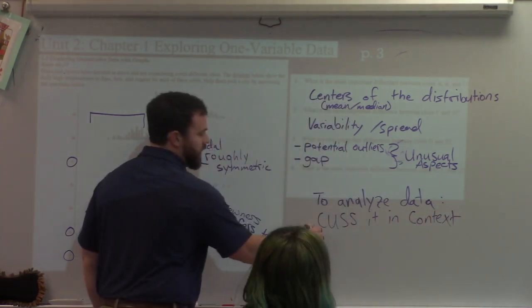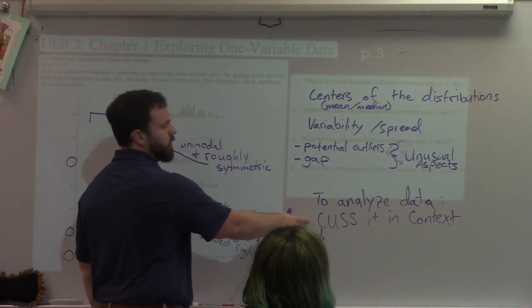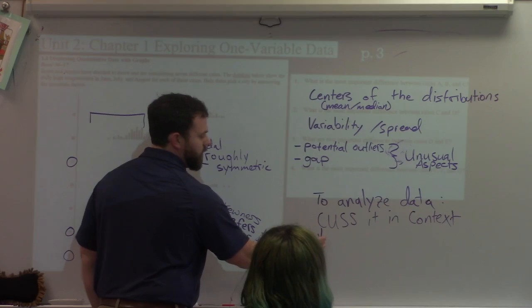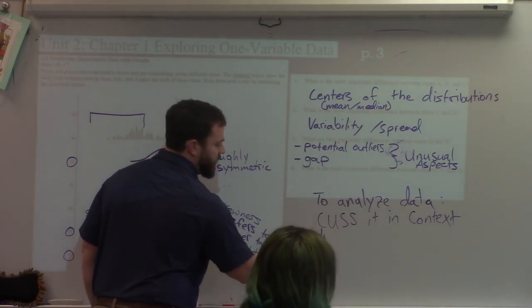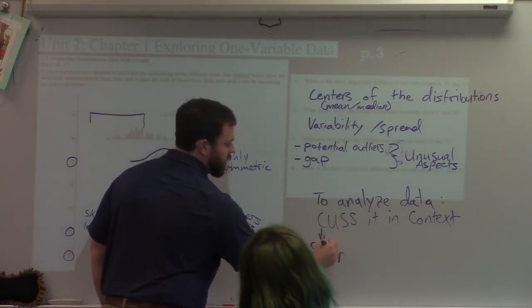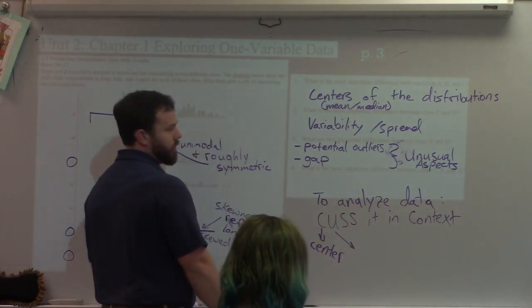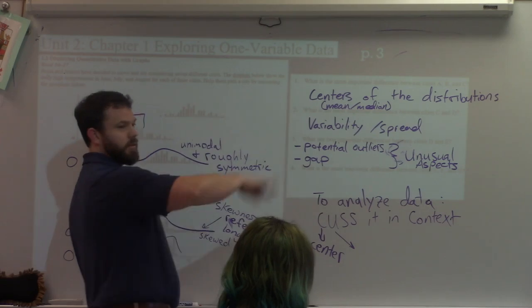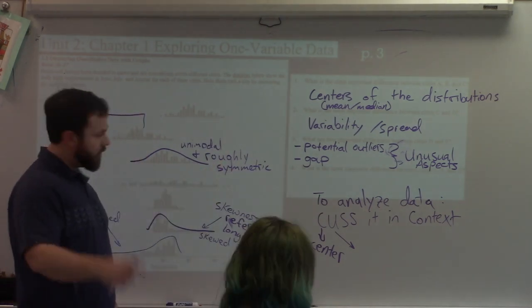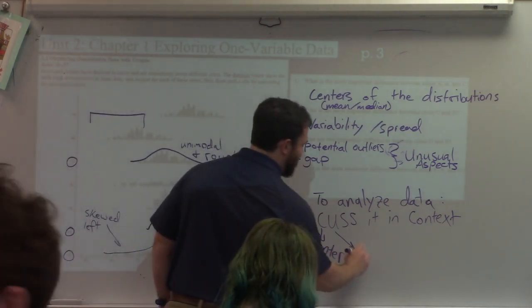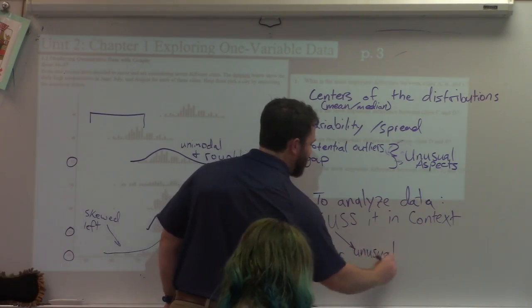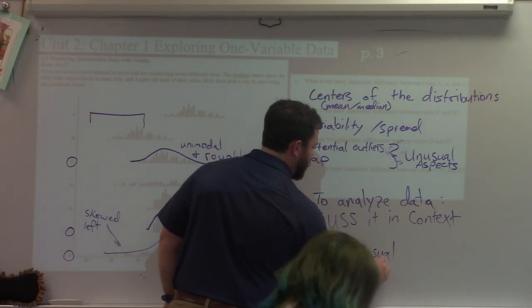So cuss, what do you think that C stands for? It's something up here. Center. When we say C, we mean center. What do you think this U stands for? Something up here. Unusual. Uniform. That's our unusual accent.